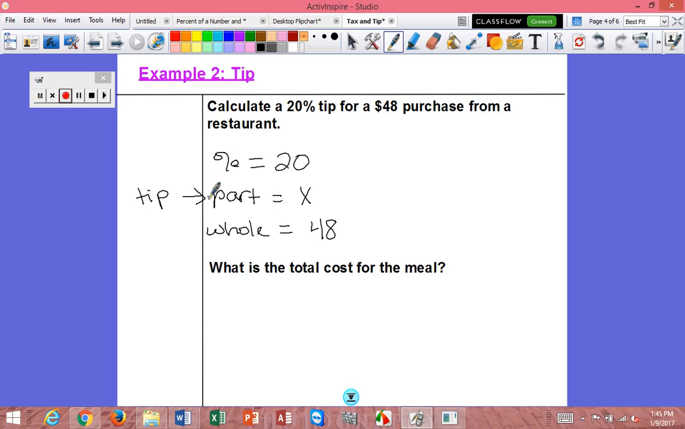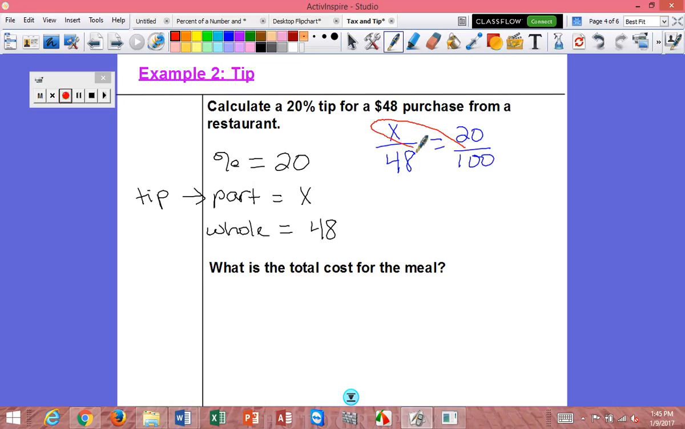Now, a tip is a percentage of the original cost. So we know that, just like the last example, we can estimate our answer to be a dollar amount that's going to be a lot less than 48 because it's 20%. 20 is kind of a lower percent. So let's set up a proportion. So I want the part over the whole, and that equals the percent over 100.